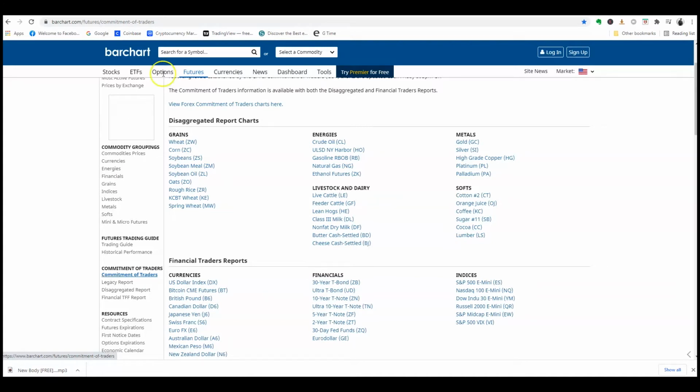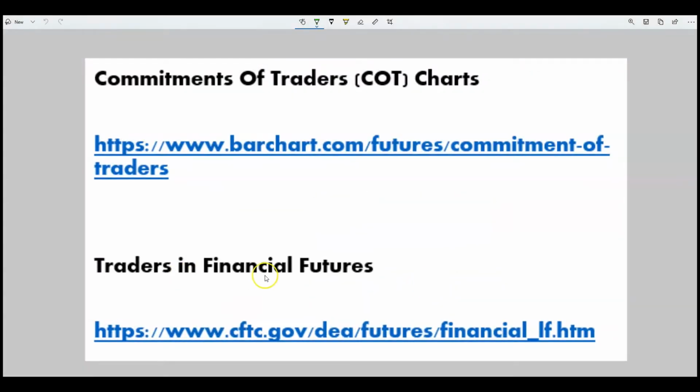Looking at it here now, I'm going to pull up the links to the sites that we're going to be using. The first report is the Commitment of Traders Charts, COT. You can look at that chart at the barchart.com/futures commitment of traders web address on the screen. This link will take you directly to the report, so no confusion or anything.